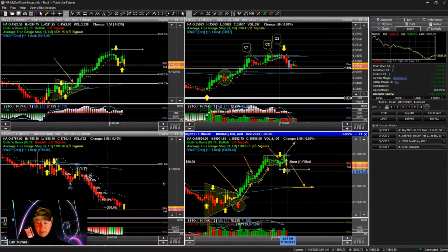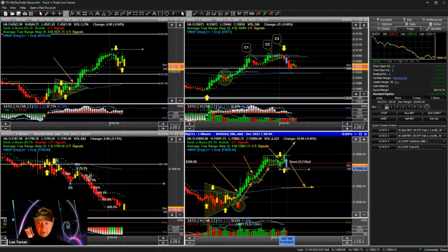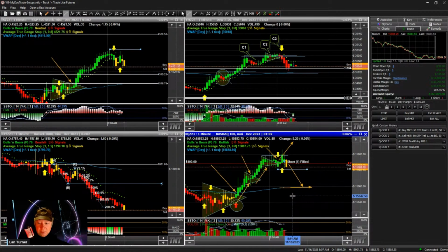Scalpers are going to come in and they're going to test that low and they're going to take their positions off right there. They're happy with their $100. We could be happy with our $100. We could just scalp it out right now and take another $100. We'd be at $235. Just doing a little scalping today.